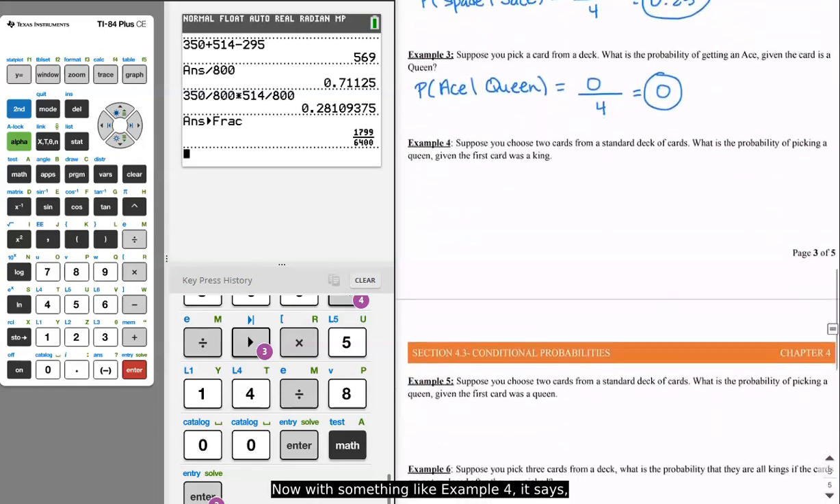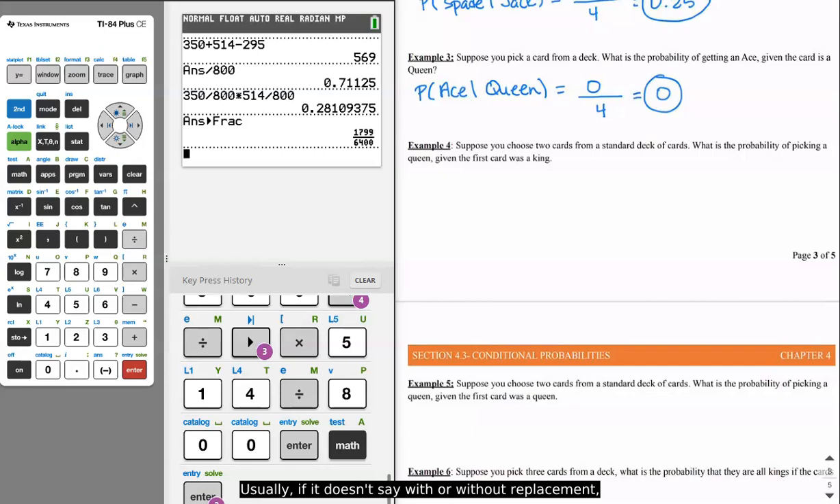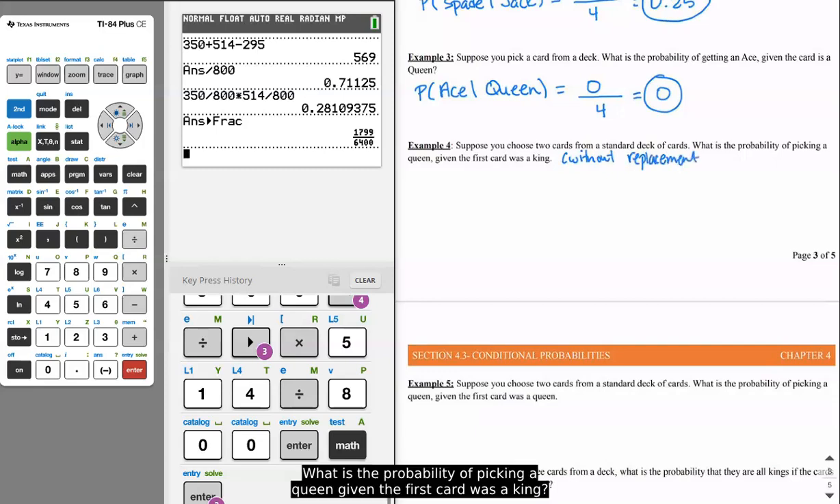Now with example 4, it says, what if you choose 2 cards from a standard deck of cards? What is the probability of picking a queen given the first card was a king? Usually if it doesn't say with or without replacement, a lot of times we just assume without replacement. So we're going to do without replacement for this one. We're focusing on the second card.